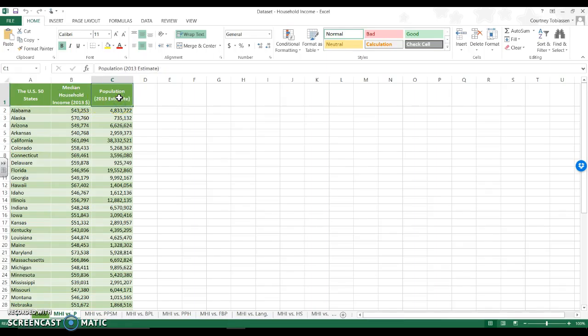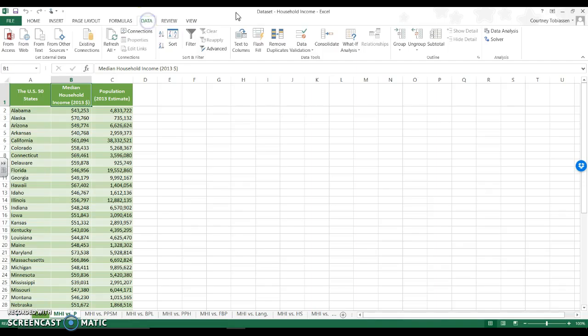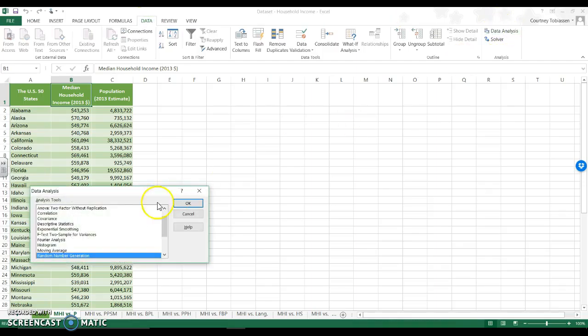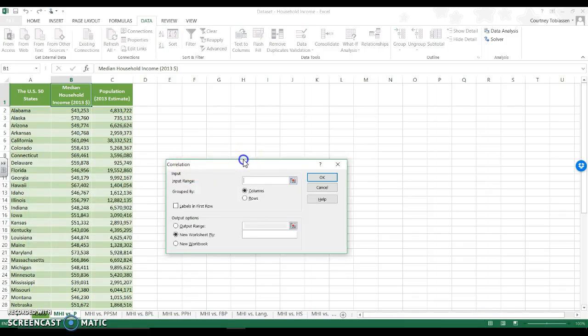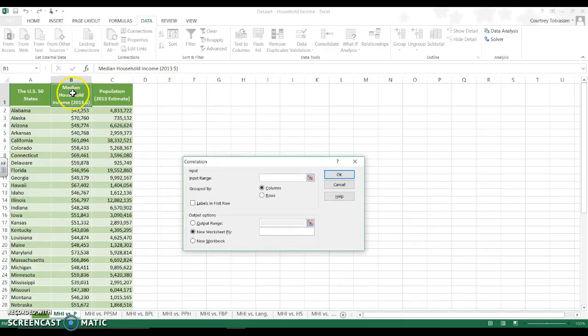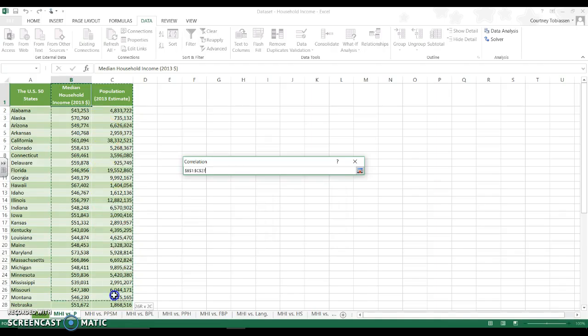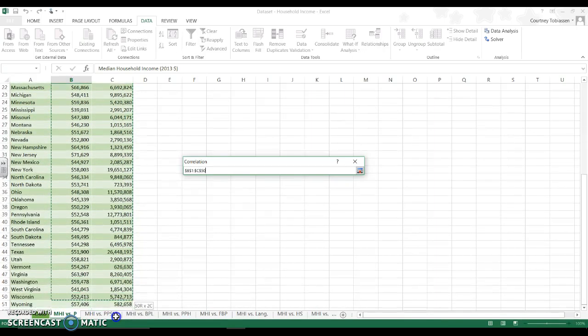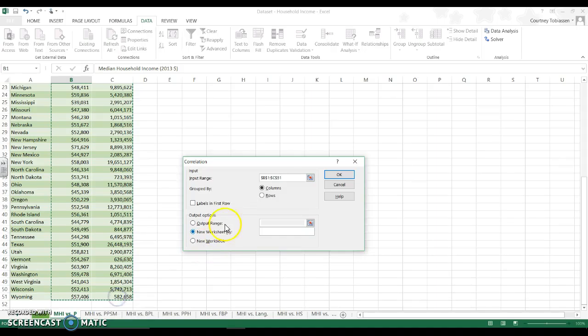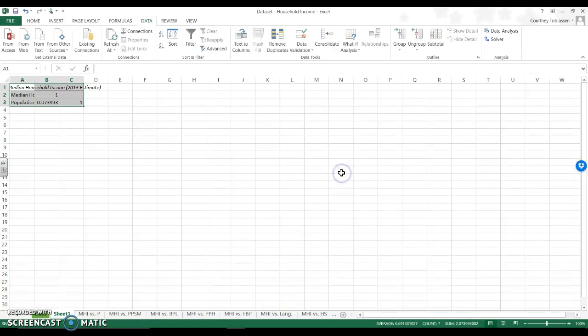So maybe there's a relationship between higher populations mean there's more people and people make more money, or we could argue it's the opposite. I don't know. Let's see. So we'll go to data analysis, of course, and correlation. It is going to ask us for the input range. We will highlight them both all the way down. So this is why they have to be side by side. I included labels. We say okay.